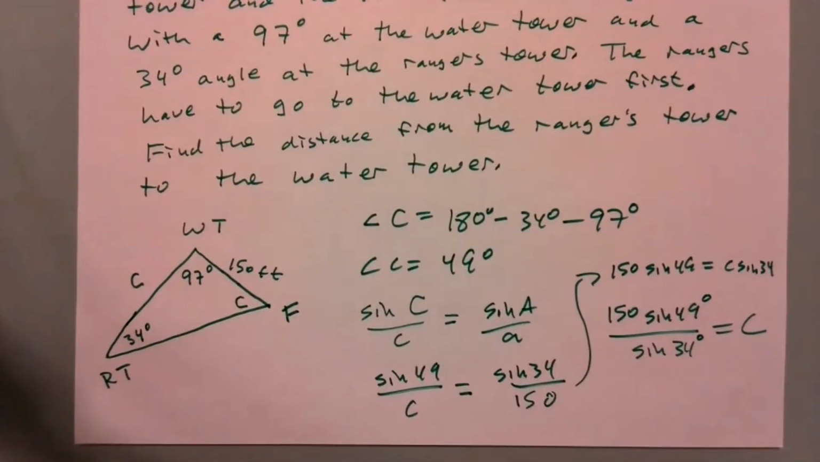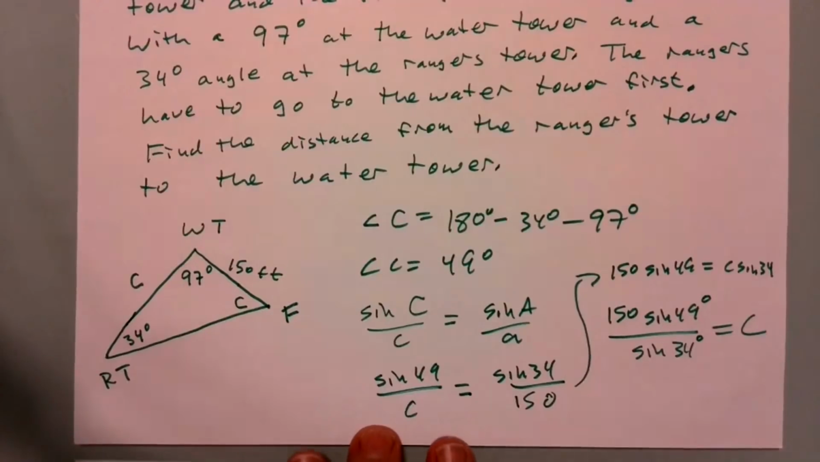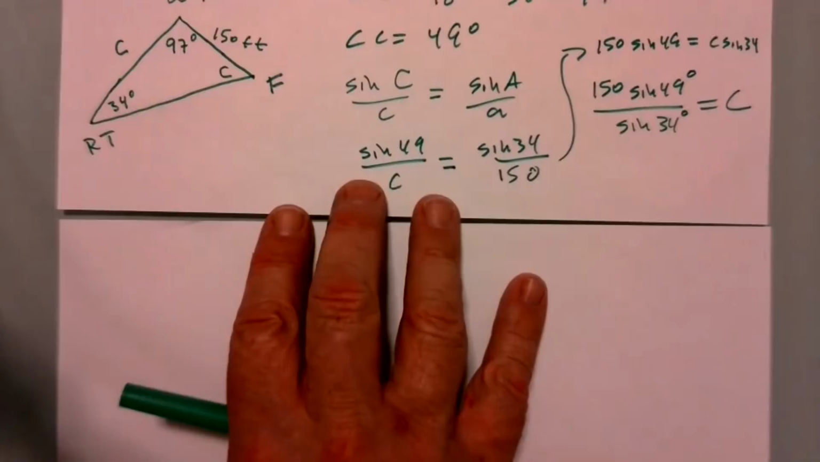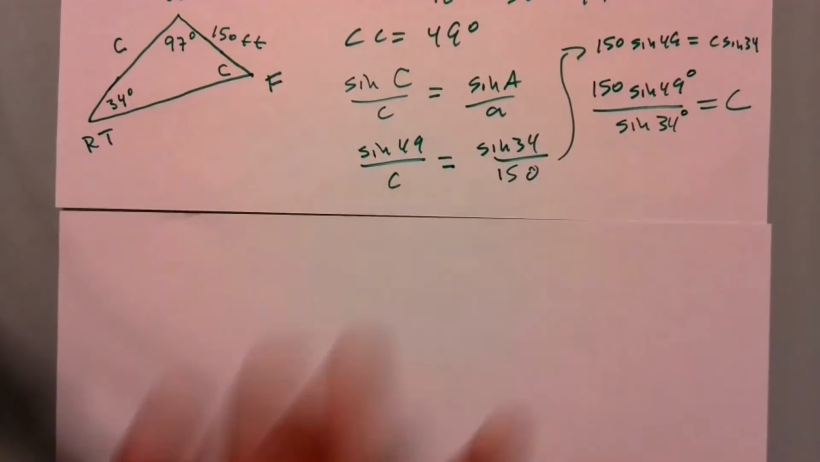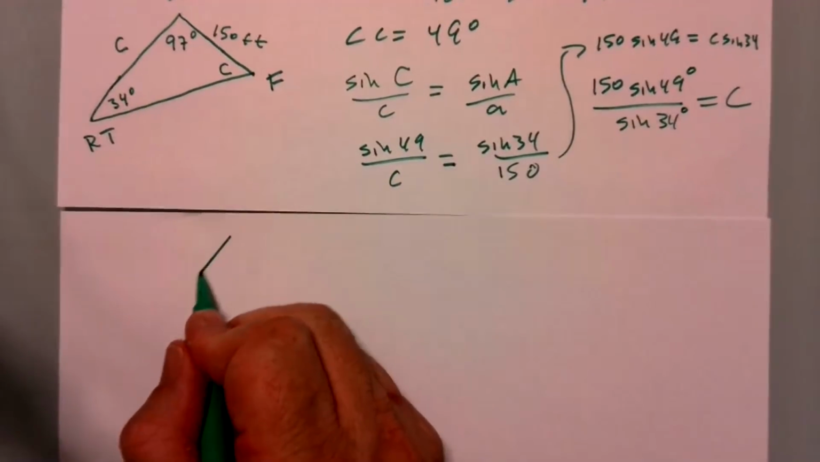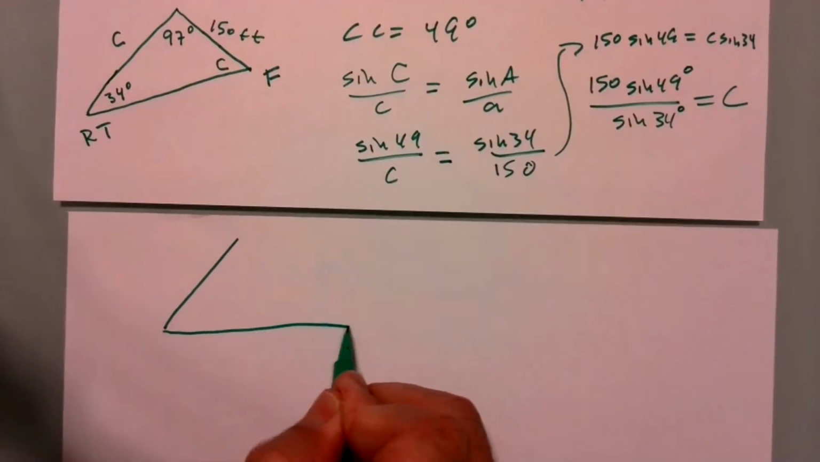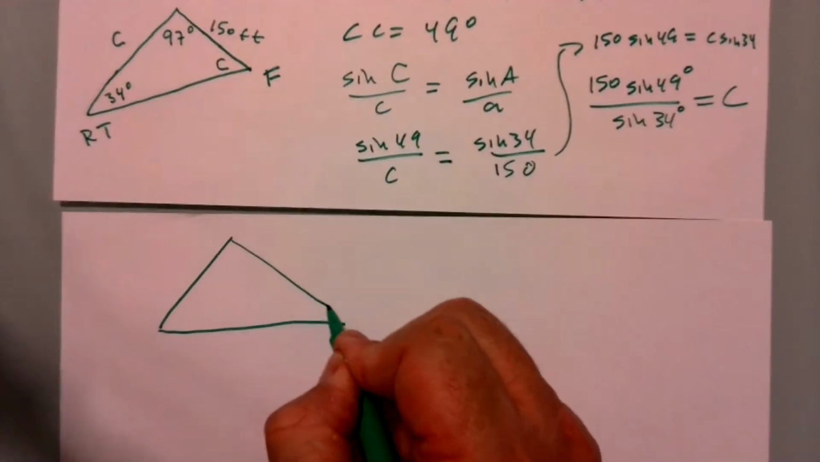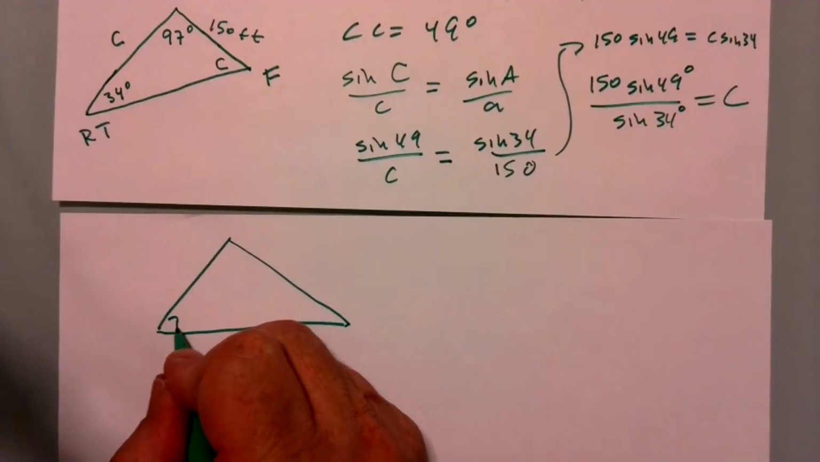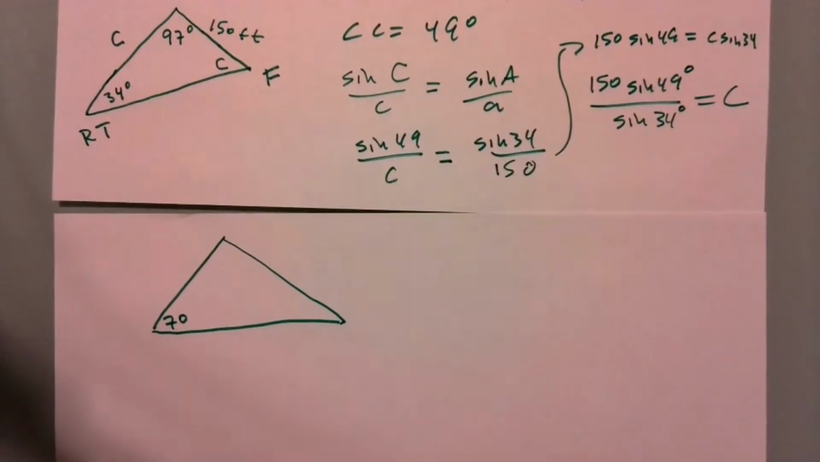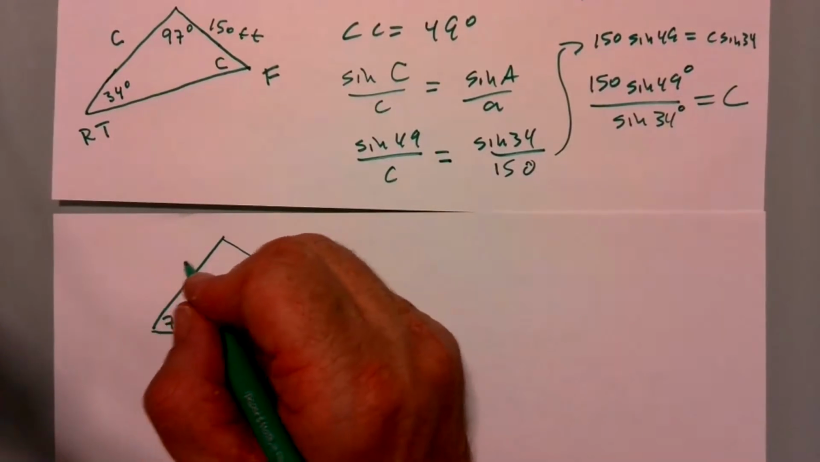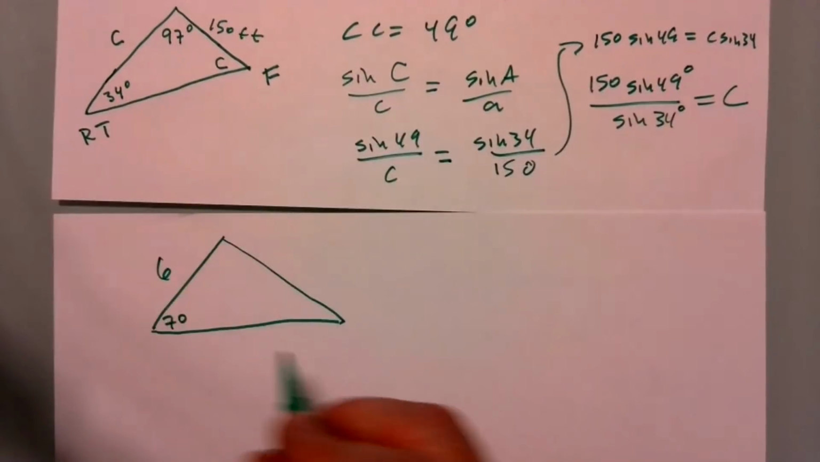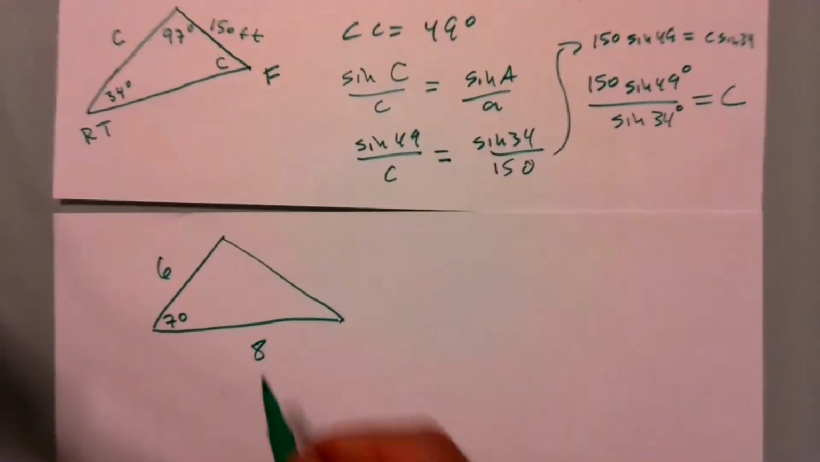but I did notice that there were no triangle questions on that test. So let's quickly do a couple triangle questions just so I know you are confident with those concepts. So if I have a situation like this, let's say that this is 70 degrees. Let's say that this is 6. And let's say that this is 8.